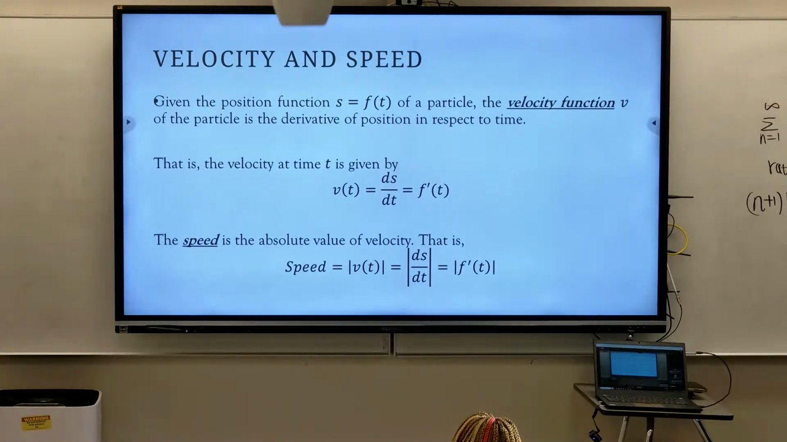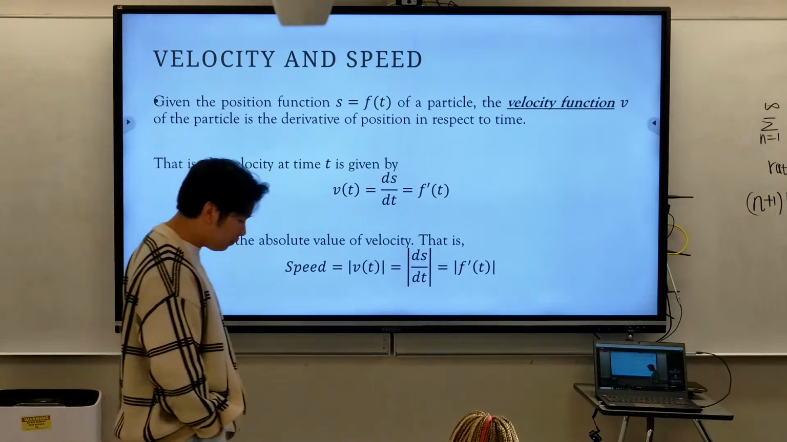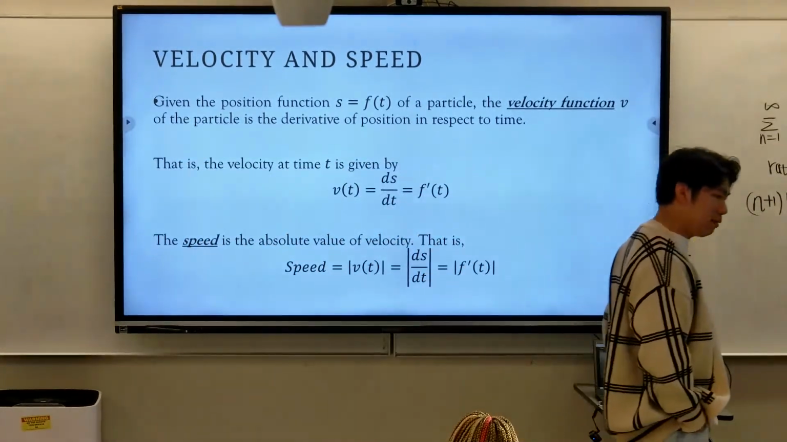And then we can also talk about speed. How is speed different from velocity? Well, in terms of calculations or formulas, the speed is the absolute value of velocity. That is, speed is equal to the absolute value of v of t, or you say the absolute value of the derivative of position. These are all equivalent formulas down there.